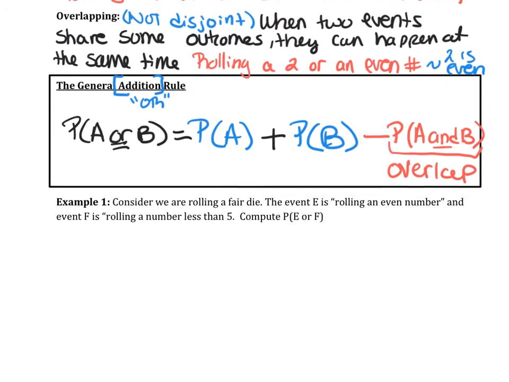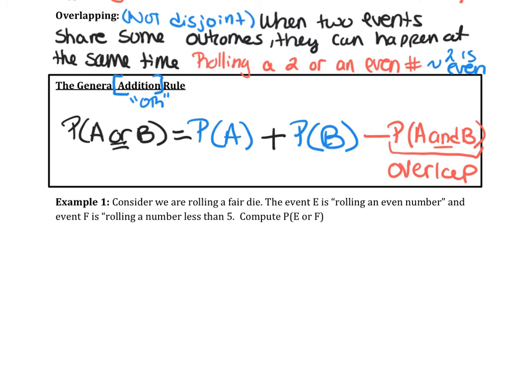Okay, so example 1: consider we're rolling a fair die. Fair die just means it's a normal die, 1 through 6. The event E is rolling an even number, and the event F is rolling a number less than 5. Compute the probability of E or F.